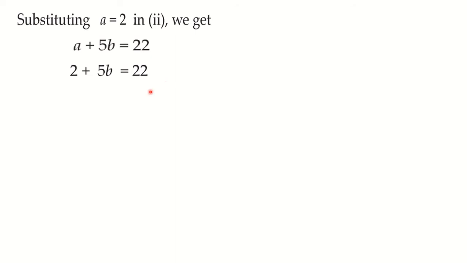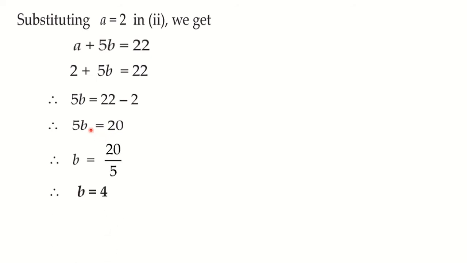Okay. Now this plus 2 we are going to shift to the right hand side. So we will get 5b as 22 minus 2, that is 20. And from that the value of b we will get as 20 divided by 5, that is 4. So in this way we got both the values, a is equal to 2 and b is equal to 4.